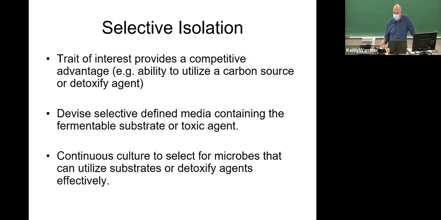And so that's one aspect, it's a competitive advantage. You could also develop media with just cellulose as the carbon and energy source. Again, the only microbe that will grow is the one that can degrade cellulose. And even if you're talking about a toxic substrate, you could think, well, if we introduce this toxic substrate into the media, like a precursor for an antibiotic, and the microbes grow, that means it's detoxifying it. So I think you get the idea. If it's selective pressure, that's easy, because you can just use that as a benefit to pan the gold, to get to that microbe you want.